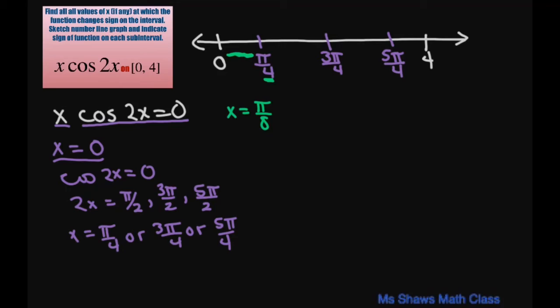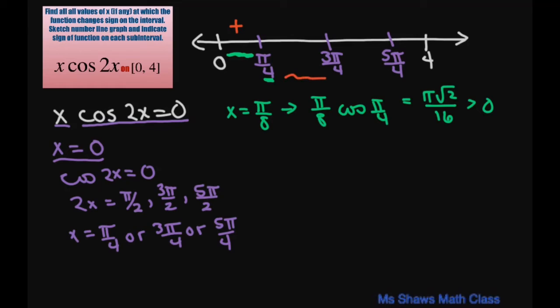To do that, let's go ahead and plug it in. That's going to be pi divided by 8 times cosine of 2 times pi divided by 8, which is pi divided by 4. And this is going to give you pi times square root of 2 divided by 16, which is positive. So we're going to put a positive here.